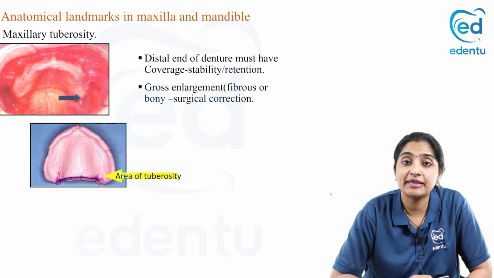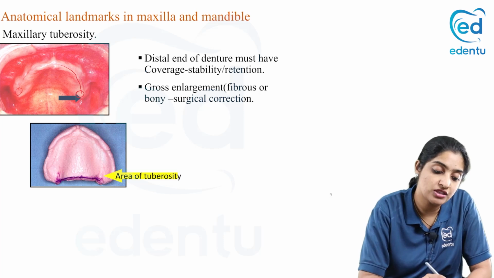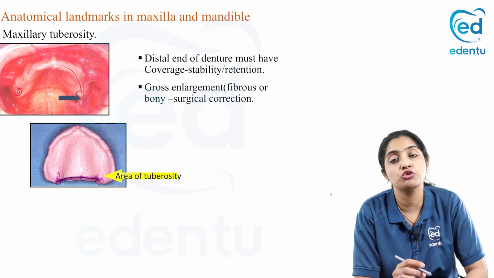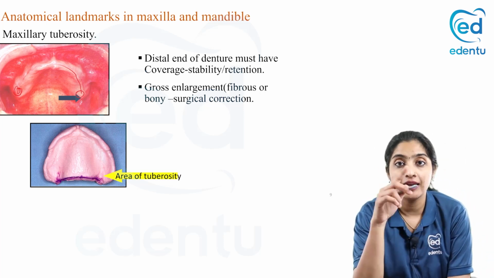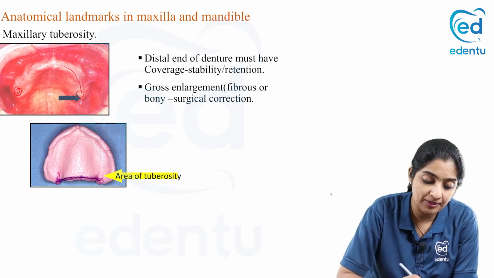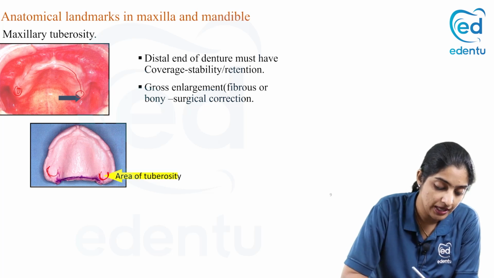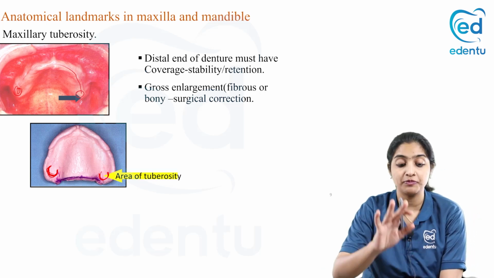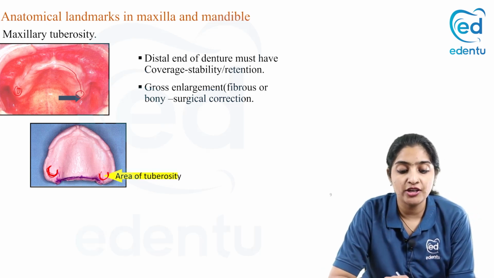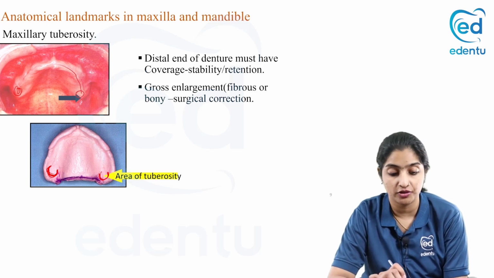Coming to the maxillary tuberosity, the distalmost portion of the alveolar ridge ends in a tuberous area that is called the maxillary tuberosity. It is usually the area which is distal to the third molar position. So, in the impression or the denture, it is seen as a notch. This is the area of the maxillary tuberosity. This is seen as a depth or a notch. The distal end of the denture must have a coverage which gives both the stability and retention of the denture.